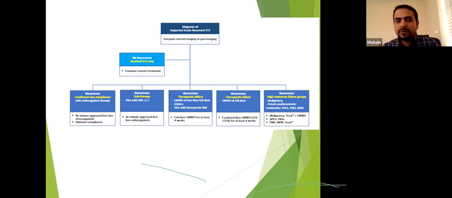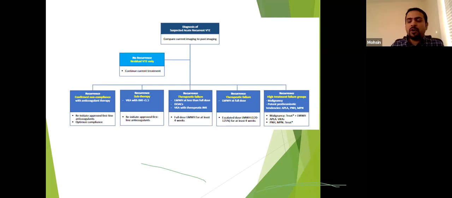First of all, if you do a recurrent workup, you do a CTPA, and you find out that there is a new clot compared to their previous imaging, then you can think about why this is happening. Is it because they were not compliant with their medications? If they are not compliant, as you can see on the left lower part of the flow chart, then you can just reinitiate their first-line anticoagulation and optimize their compliance. Is it due to subtherapeutic dosing? Maybe they were on warfarin, but their INR was not therapeutic.